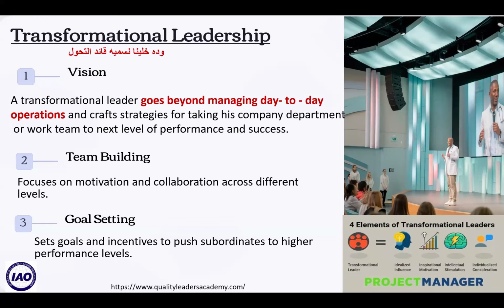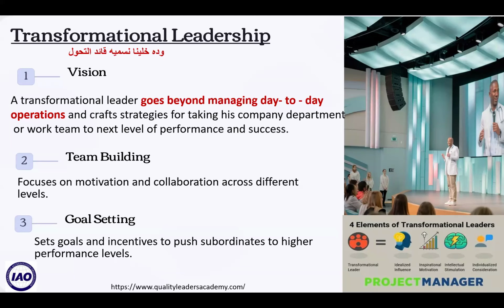Here the leader is someone who has a clear vision for the future. They know where they want to take their team to. They know how to craft the strategies to get there. This vision is not about managing daily operations. It's about pushing the organization or department or team to the next level. It's like, where do we want to be in 5 years? How can we get there together? That's a kind of long term thinking. That's the hallmark of transformational leaders.